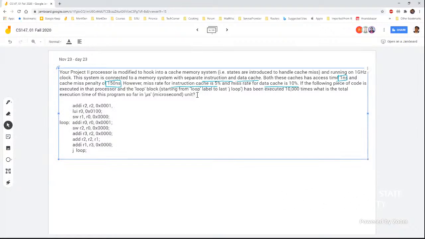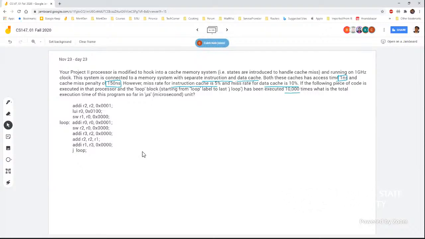Now, assume the following code is being executed in this processor for 10,000 times. So we don't need to worry about the data and everything. For 10,000 times, this is the loop. It will carry on, and this program needs to run through 10,000 iterations. What we need to do is compute the program execution time for this program in microsecond units.